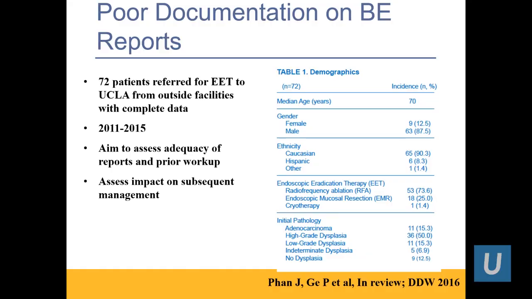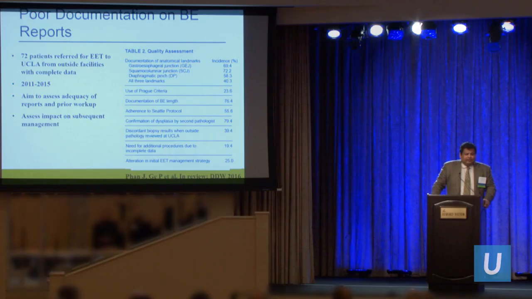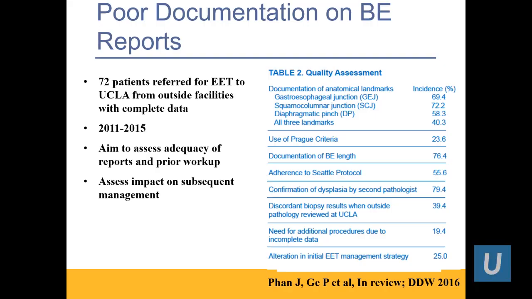Part of our problem is that we don't do a great job of documenting this. This is a study that looked at patients referred to our Center for Endoscopic Eradication Therapy, looking at data from 2011 to 2015. These are the nature of the patients. Most of them, you can see, are Caucasian and referred for ablation or resection. What we found is that all three of those landmarks I just told you about are documented only 40% of the time. Prague criteria is only used by about 1 in 4. Only half took the appropriate number of biopsies. And we ended up having to do something different than what was planned about 44% of the time because of incomplete data or unexpected findings.